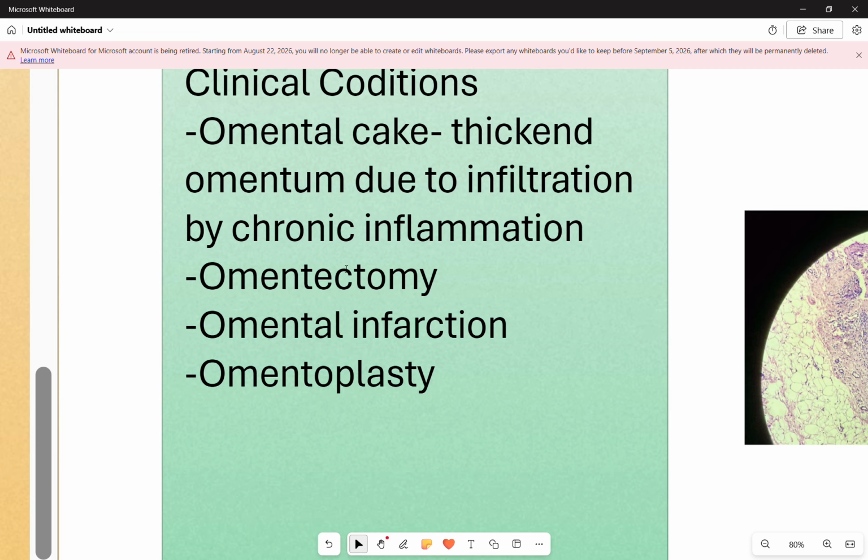Then you've got omentectomy. Omentectomy is removing the omentum. Now this usually is done in cases like carcinoma of the ovaries or endometrial carcinoma, where there is fear of cancer spreading into the omentum. So when you are doing a primary surgery for ovarian or endometrial cancer, you take the opportunity of removing the omentum as well to prevent metastasis. That is omentectomy.